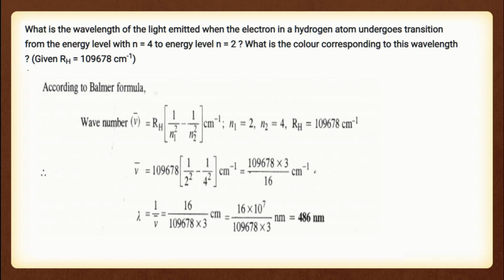Therefore, lambda, which is the wavelength, is equal to 1 by nu bar, which is equal to 16 by 109678 into 3 centimeters, which is equal to 16 into 10 power 7 by 109678 into 3 nanometers, which is equal to 486 nanometer.